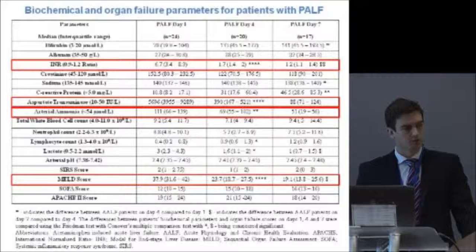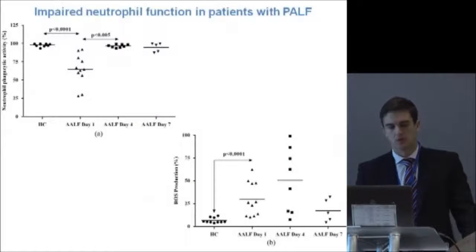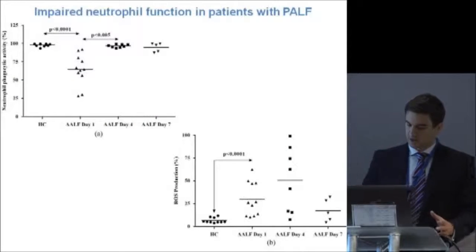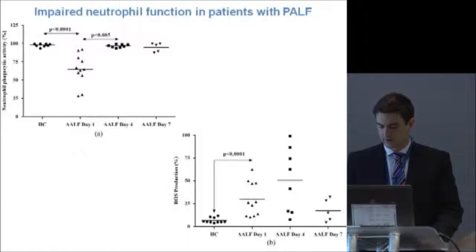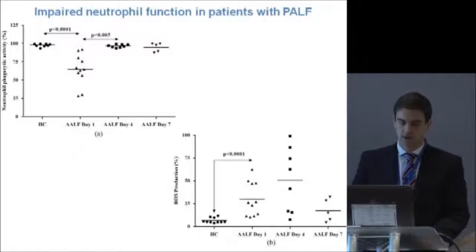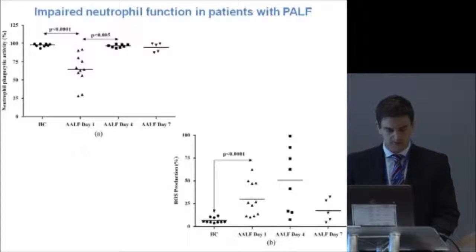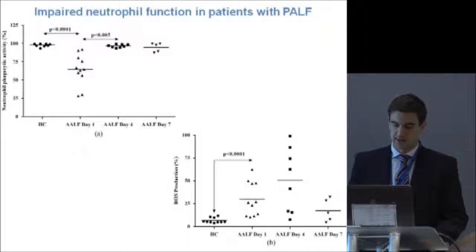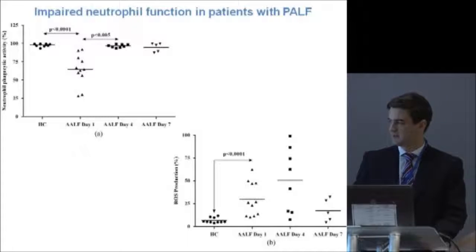Looking at their biochemical parameters as well, they were markedly deranged on day 1 alongside their organ severity scores, but this was normalizing towards day 4 and 7. And the first observations we made were that neutrophil functional indices were impaired in patients presenting with paracetamol-induced acute liver failure. At day 1, they did have decreased phagocytic capacity and increased reactive oxygen species production.